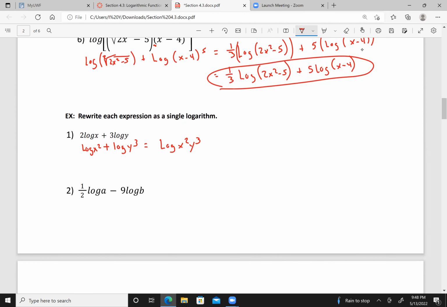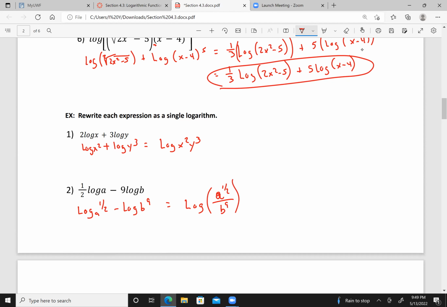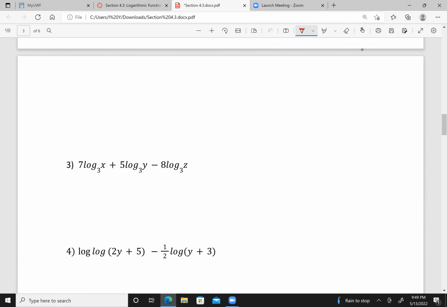Okay, here I have 1/2 times the log of a. So that's the log of a to the 1/2 minus 9 times the log of b, which is log of b to the 9th. We have subtraction, so this is the log of a to the 1/2 over b to the 9th. And that is it. Okay.